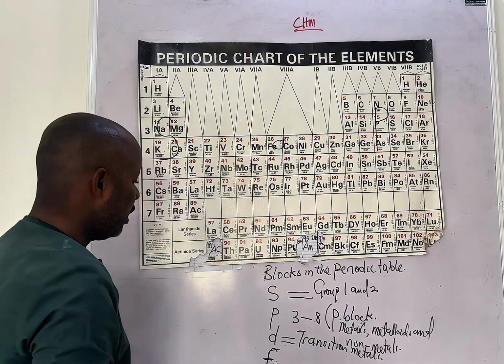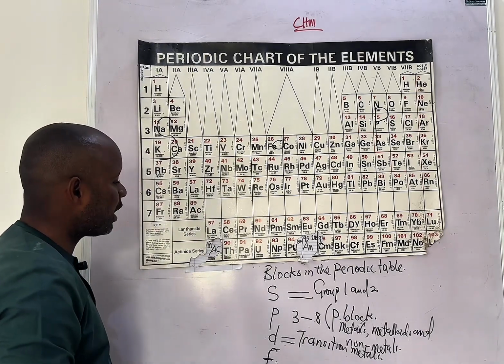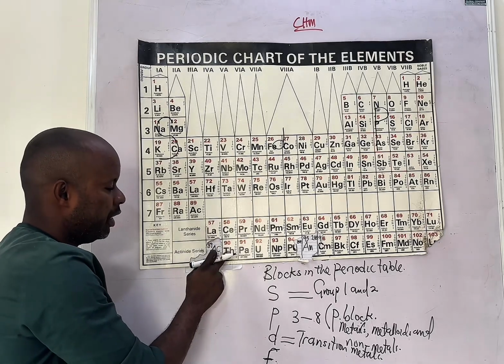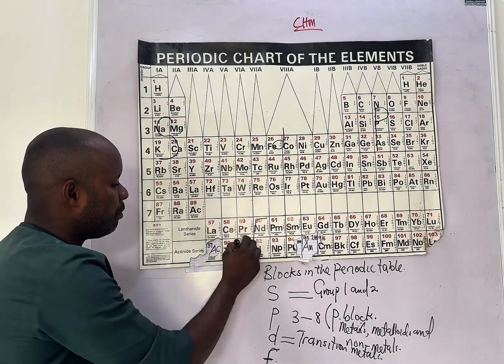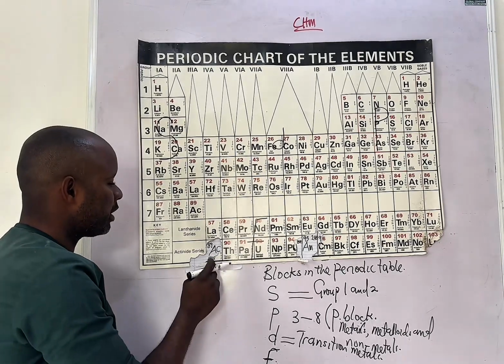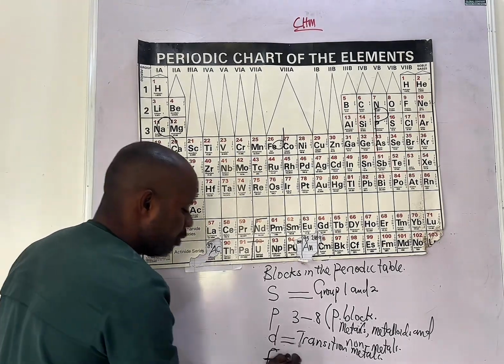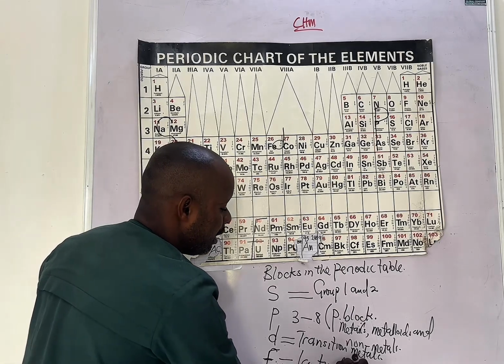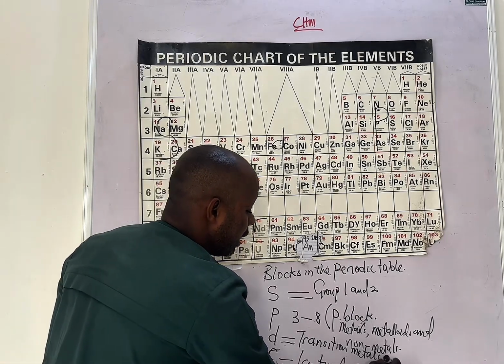So we also talk about the F block. The F block, they are known as inner transition metals. They are found between period 6 and period 7. These two periods, they are known as the F block elements. They are known as inner transition metals, known as lanthanides and the actinides.